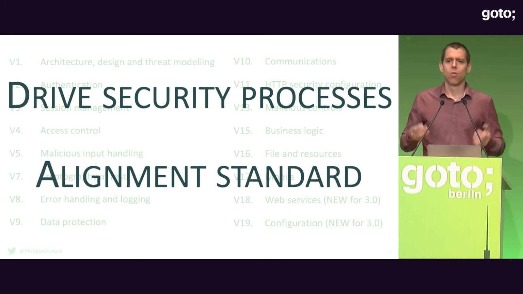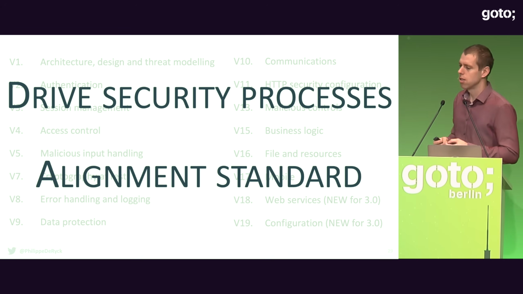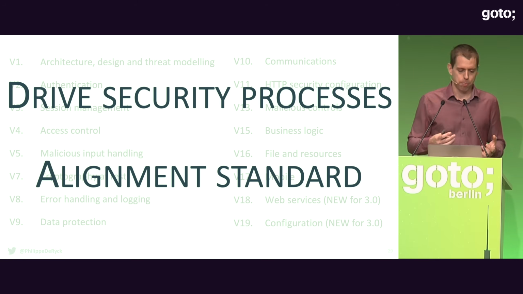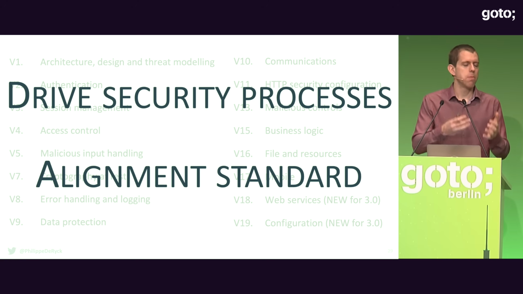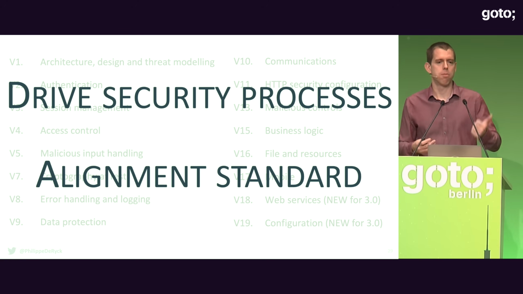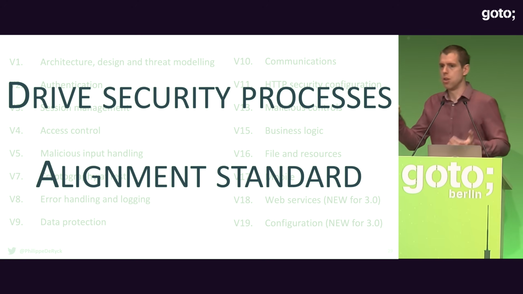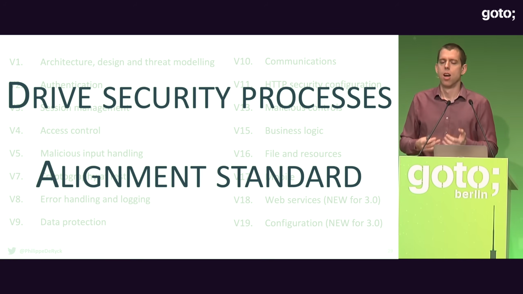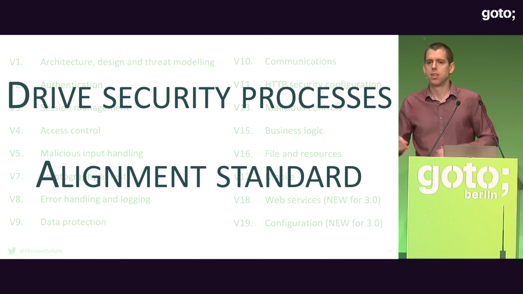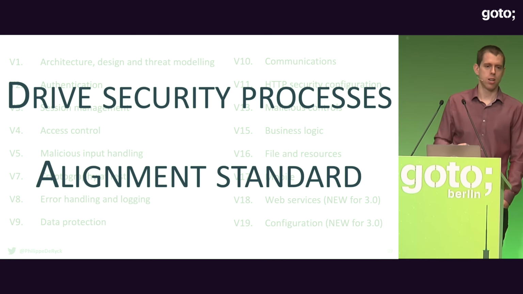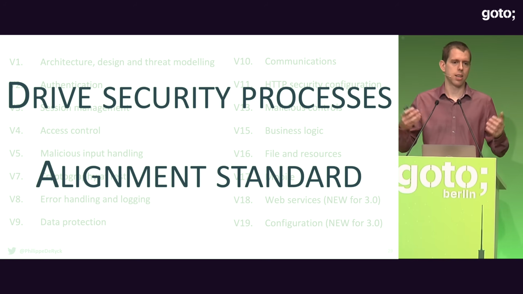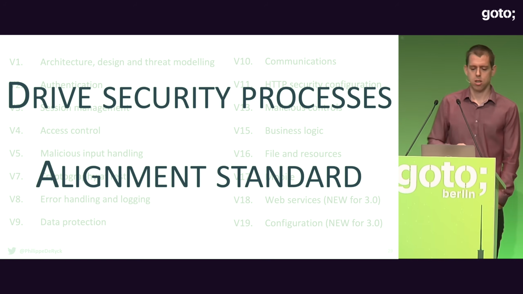ASVS does two concrete things. First of all, it's supposed to drive security processes. You're supposed to use this document, not as a checklist, but you're supposed to use this to identify what should I be doing in my application. You can do this up front. You can use it to derive coding guidelines from. You can use it to identify which areas should be tested in your application, all of those things. It's really useful in that regard. It's a set of requirements. That's exactly what it aims to set out and what it achieves.